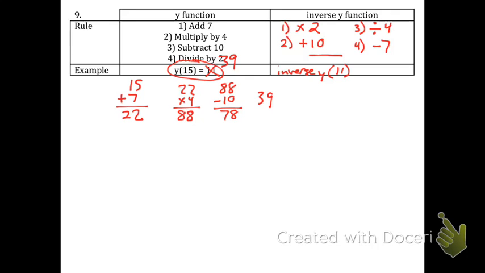So instead of putting an 11 in, I'm going to erase that 11 right there, and I'm going to put a 39 in. So let's put 39 in. 39 times 2 is 78. Then plus 10 is going to be 88. Then divided by 4 is 22. And minus 7 is 15. So that looks better. So we always want to remember that the inverse function has the input and the output switched.